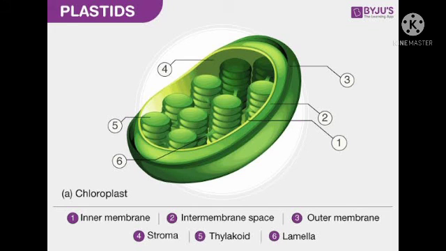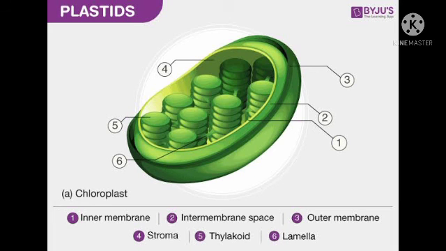And the last plastid is leucoplast. This is a colorless plastid, and it is present in the roots, seeds and underground stems such as potato and ginger. You can see this potato and ginger root are colorless because of this plastid called leucoplast. Leucoplast also helps to store food substances.